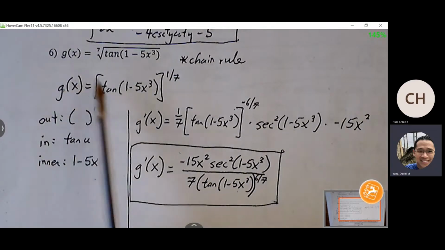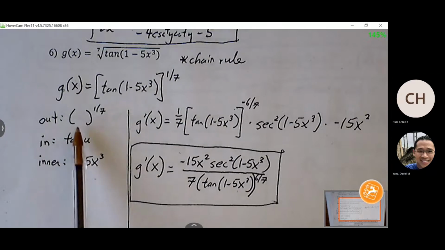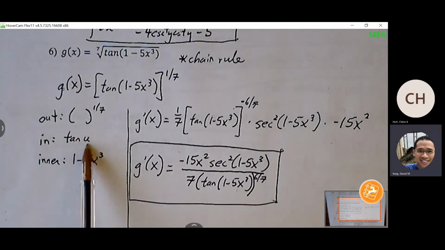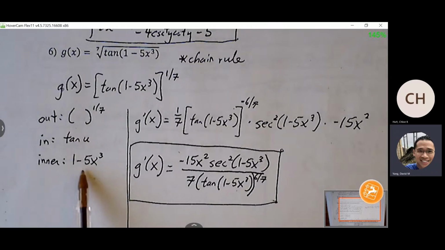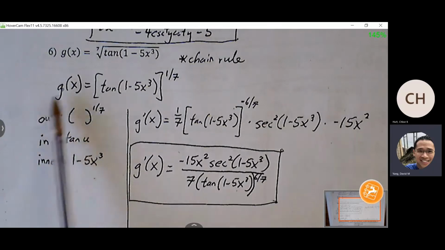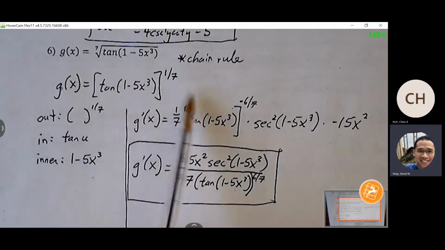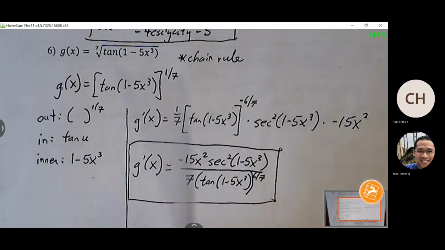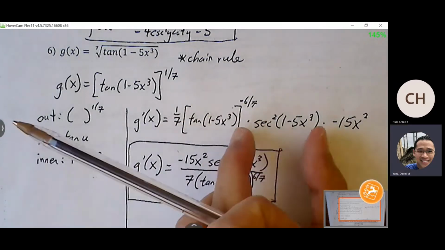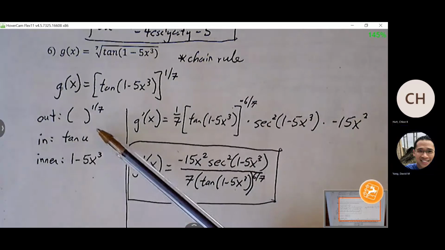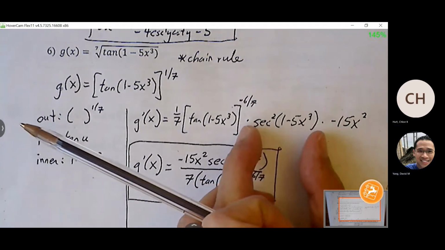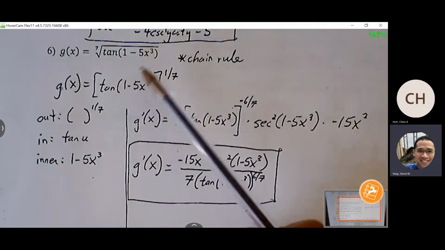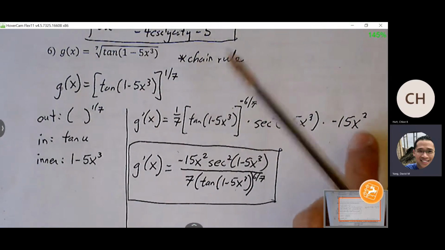Okay, so here's number 6. Number 6, you got the bracket to the 1/7, outer portion. Tangent is the middle, and the inner is the 1 minus 5x cubed. We take turns with each of the levels here. Outside's derivative first. 1/7 comes down. Subtract 1 from the exponent. 1/7 minus 1 is negative 6/7. That takes care of the outer portion. We move into the next section. Tangent derivative becomes secant squared. And finally, the 1 minus 5x cubed becomes negative 15x squared.